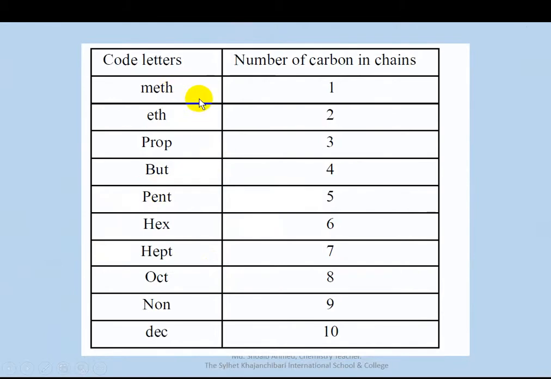If the compound contains carbon, we will add a prefix. If in a carbon chain the number of carbon is 3, prop; 4, but; 5, pent; 6, hex; 7, hept; 8, oct; 9, non; and 10, dec.